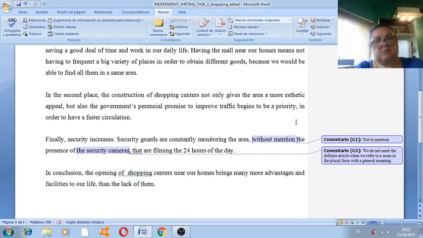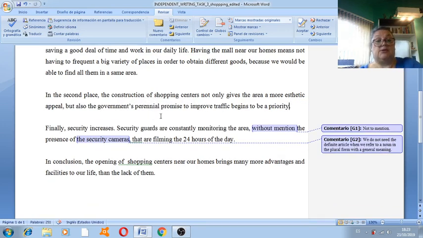In general, you don't seem to have a problem with this, but in this case, well, something went wrong. So in order to have a faster circulation, well, we've already said that the government's promise to improve traffic begins to be a priority. Well, perhaps here you cannot have a full paragraph in the form of a sentence. So here you would have to complete this paragraph by establishing this connection that is missing: how the construction of a shopping center can improve traffic in an area.